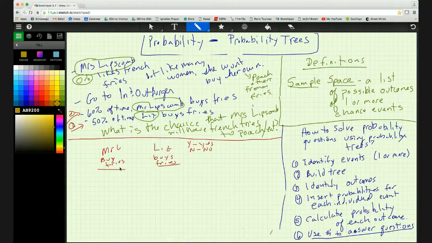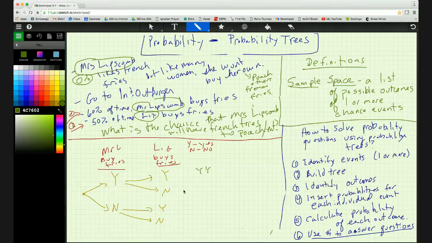Okay, let's do this in gold. So we start here and we say yes, Mr. Lipscomb, or no, Mr. Lipscomb doesn't buy fries. And here we go, yes, Liz buys fries, and no, Liz does not buy fries. So we've identified our events, we've built our tree. Let's identify our outcomes.